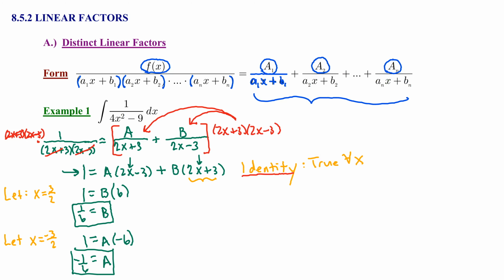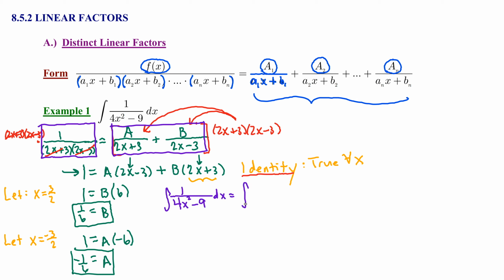So now we're going to return to our model. We started out with the original integrand. Of course, it was in factored form. And now we're going to rewrite our integrand using this split form and the new values for a and b. So we can see that the original problem, the integral of 1 over 4x squared minus 9 dx, can now be written as the integral of a, which is negative 1/6, over 2x plus 3. So that's this first partial fraction, plus the second partial fraction, b is 1/6. Its corresponding denominator is 2x minus 3 dx.